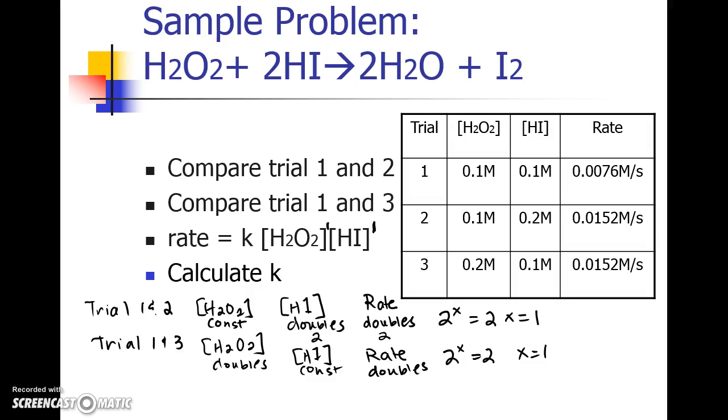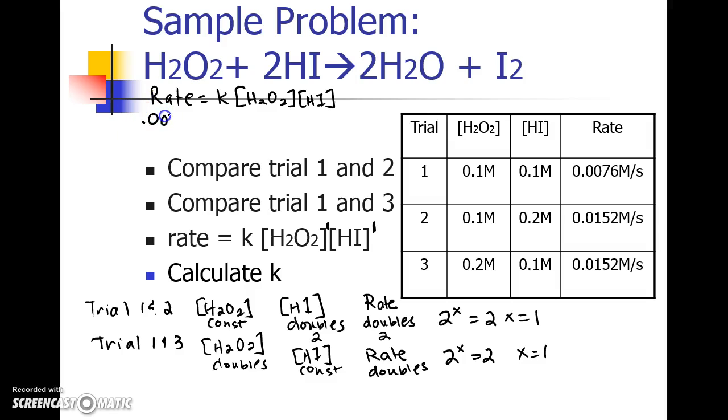The last thing that it says to do is to calculate K. I'm running out of room on this slide, but I can go ahead and put it up at the top. In order to calculate K, I just use my expression that I have, and I pick any one set of data, and I substitute it in. I tend to always just pick the first one.